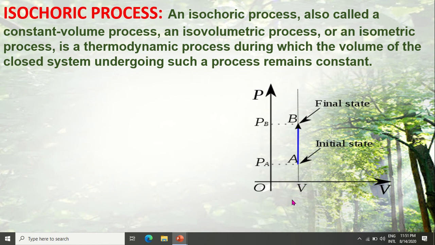So here work done will be what? As there is no change of volume, no external work is done. That means del W equals P del V. Del V is 0 because initial volume and final volume are the same. So del V, that is the change of volume, will be what? 0. And if del V is 0, then work done will be 0.